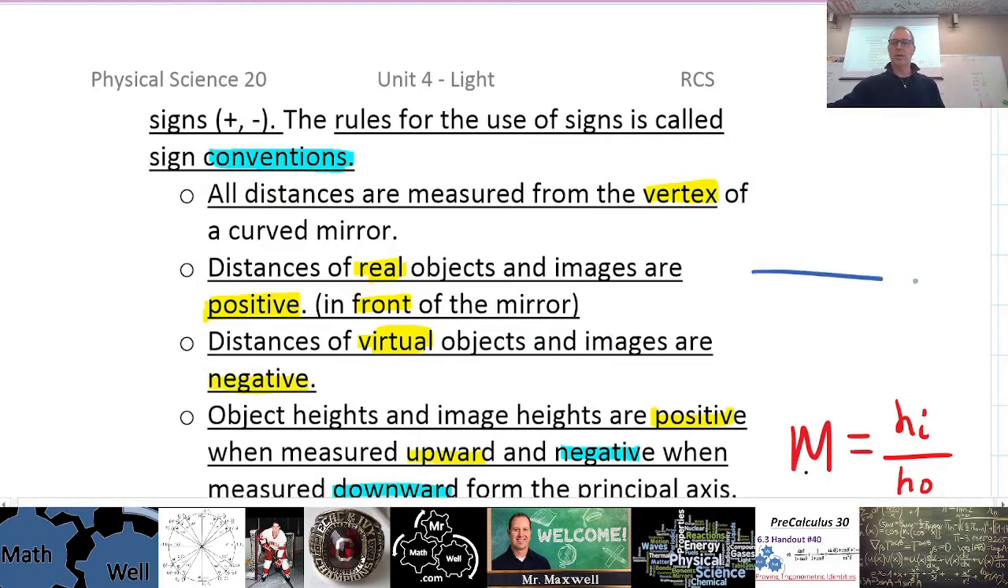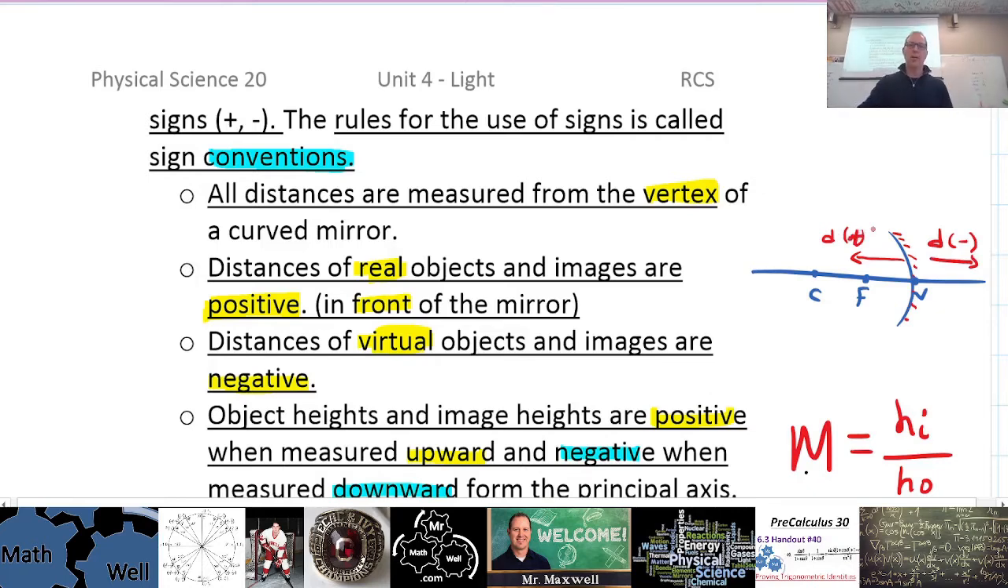And maybe just over here, I'll just draw something simple. So here's V, here's F, and here's C. So we have distance is positive on this side of the mirror, on the real side, and distance is negative over here. If that even helps. Can you see that?